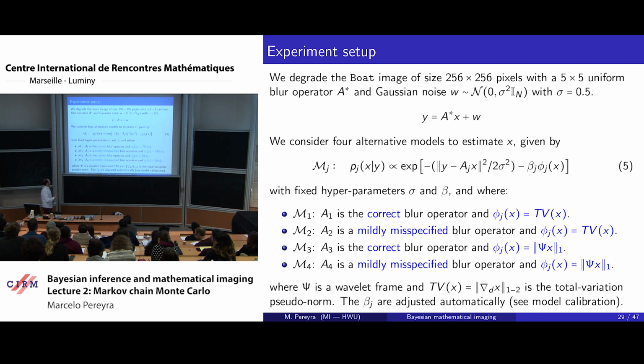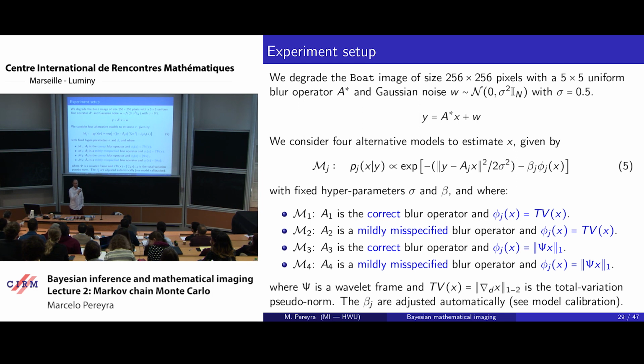So first, I define 4 different models. I've generated some synthetic data using an operator A star that I know and added some Gaussian noise. Then the 2 models A1 and A3 have the correct operator A, and the two models A2 and A4 have an operator that is just a bit different.